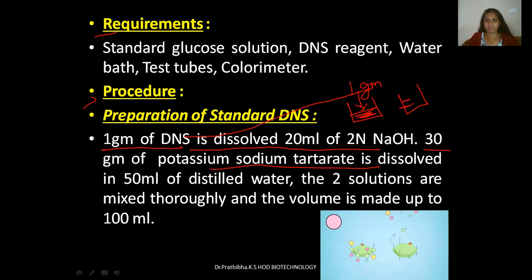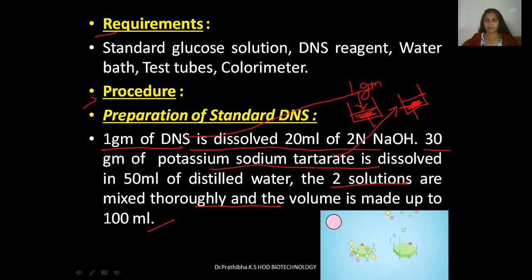50 ml of distilled water you will take, and to this you are going to add the potassium sodium tartrate. This potassium sodium tartrate is used to enhance stability and sensitivity of this DNS reagent. Once you thoroughly dissolve all the chemicals, that is DNS and potassium sodium tartrate, then the two solutions are mixed thoroughly and the volume is made up to 100 ml.